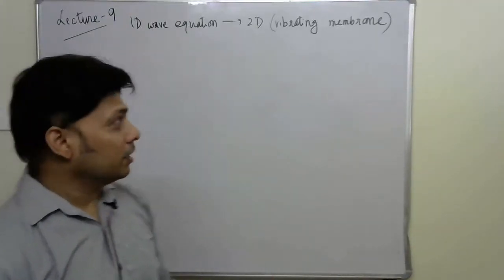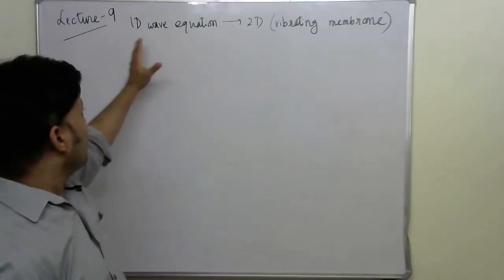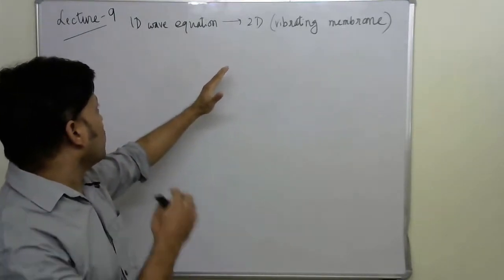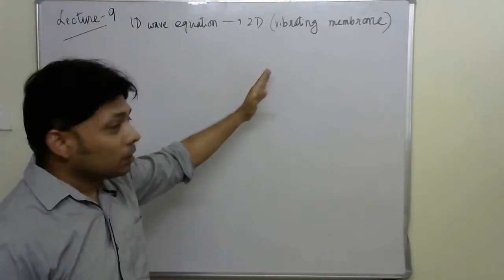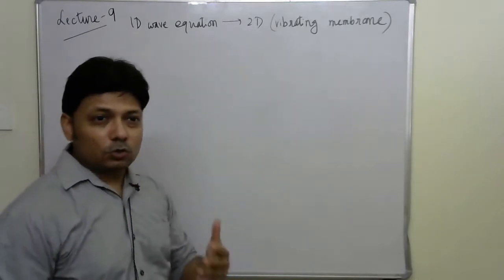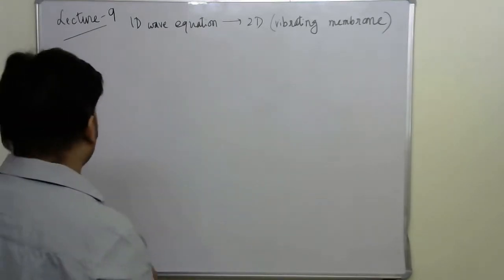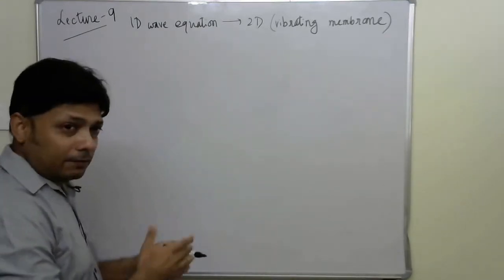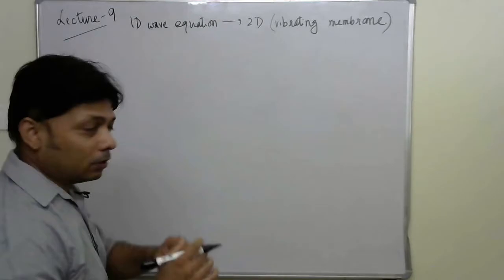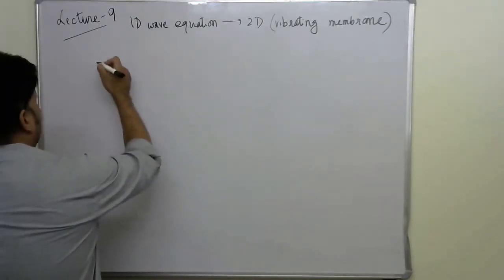So in this lecture, we would extend our concepts that we learned for the one-dimensional wave equation. We are going to extend into two dimensions in the form of a vibrating membrane. So whatever we have learned in chapters 7 and 8, the knowledge would come and help us.